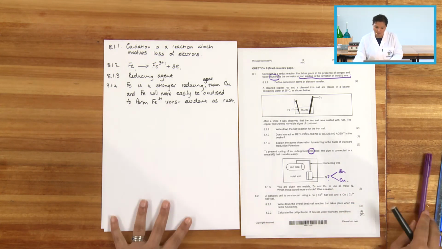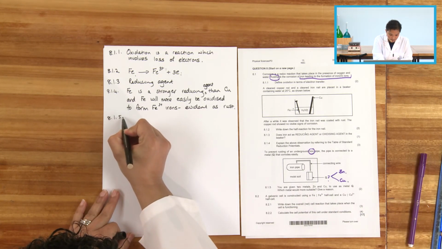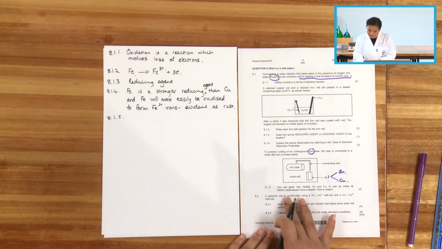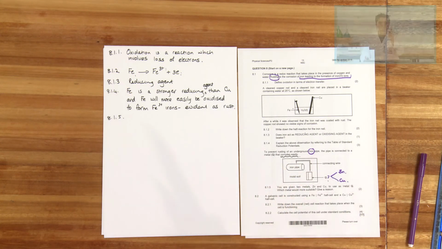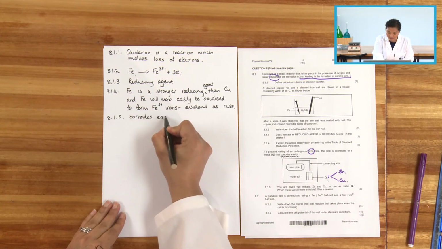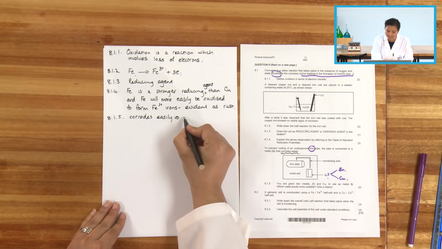So let's have a look there. So this is 8.1.5. It says, this metal Q corrodes easily. Now, if something corrodes easily, it means it oxidizes easily. So corrodes easily. I'm just going to put all of this here so you can remember. This is as a side note, so you could possibly write this on the right-hand side of your paper. Means that it oxidizes.